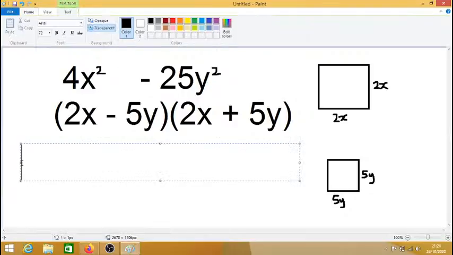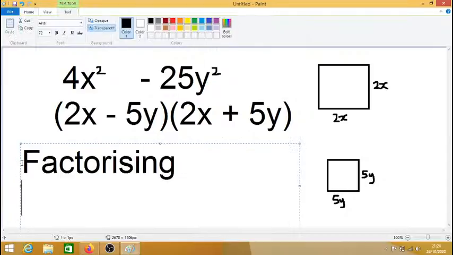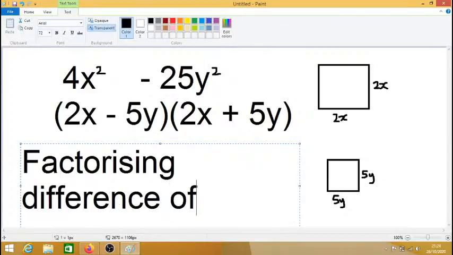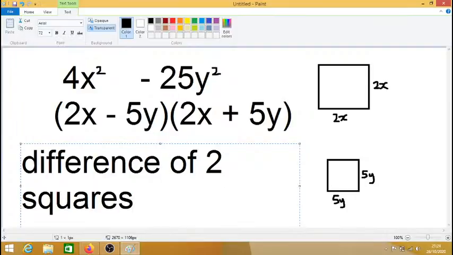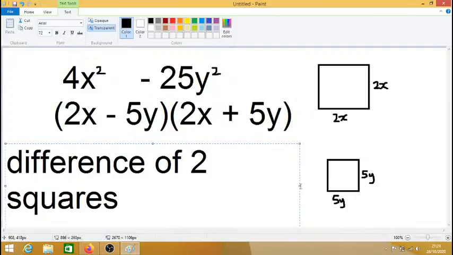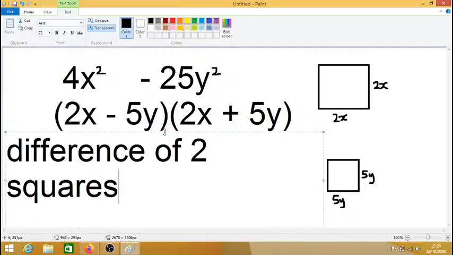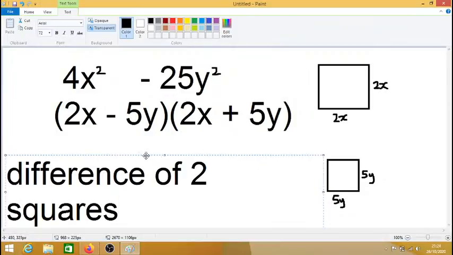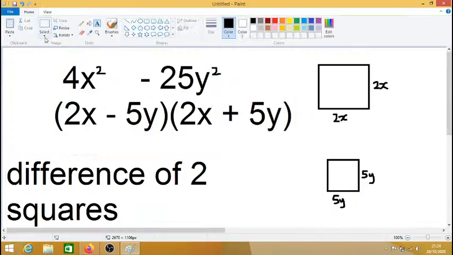So this method is called factorising because we're putting it into brackets using the method of difference of two squares. Taking advantage of each term being the area of a square, and we can just use the two sides added and the two sides taken away to work out what the answer would be.